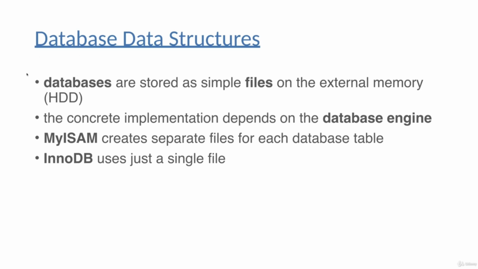Okay, so the first question is how the database engine is going to store the database tables. Databases are stored as simple files on the external memory, so on the hard drive disk. The concrete implementation depends on the database engine itself. In one of the previous lectures, we talked about the two main types of MySQL database engines, MyISAM and InnoDB. MyISAM creates separate files for each database table, so whenever we create a new database table, a new file is created. On the other hand, InnoDB uses just a single file.